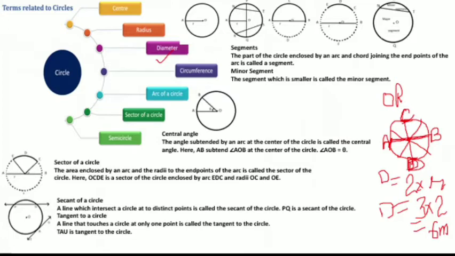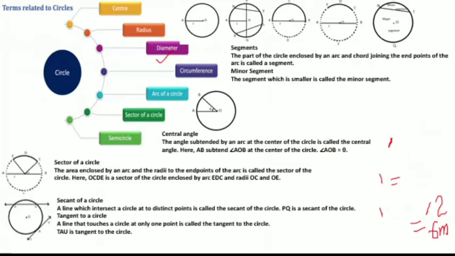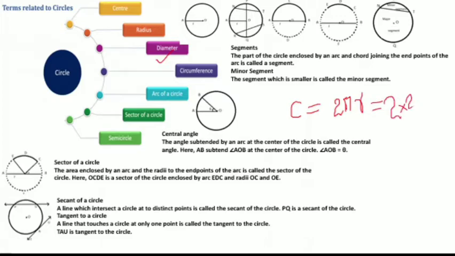Now let us discuss what is the circumference of a circle. Circumference is the boundary of a circle. The line which makes up the circle is known as the circumference, and generally we denote it as C. The formula for the circumference is 2 pi r. The value of pi is 22 by 7, so 2 into 22 by 7, and r is the radius. So circumference is the boundary of a circle. Now comes the arc of a circle.